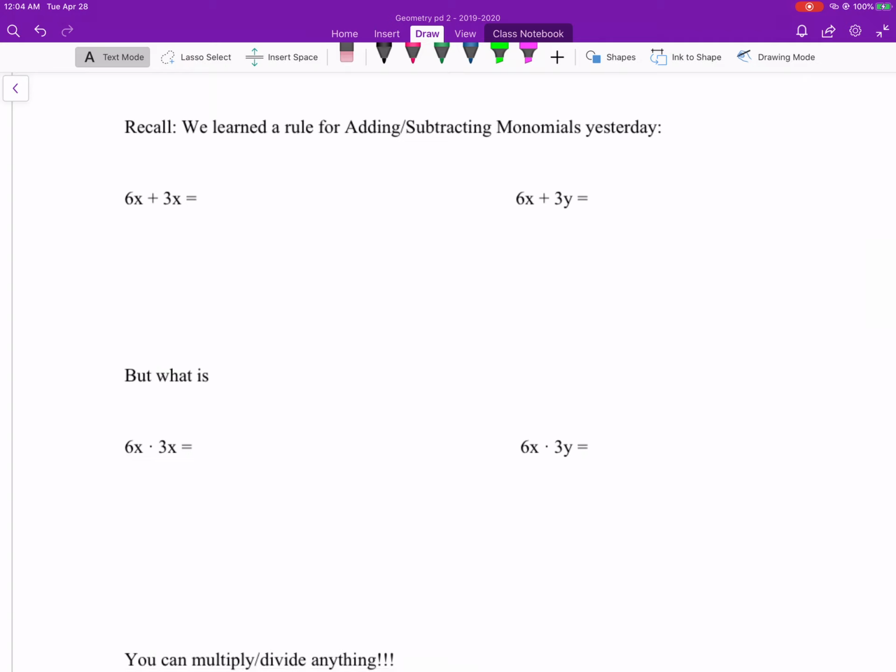A couple other problems that relate to what we did yesterday. 6x plus 3x again. What's 6x plus 3x? That's 9x. But then in the next part, 6x plus 3y, those are not like terms. So we cannot add or subtract those. That cannot be simplified any further.